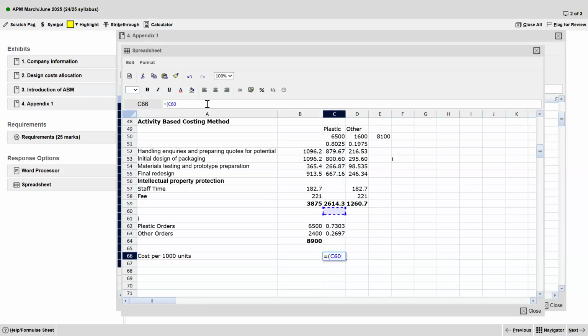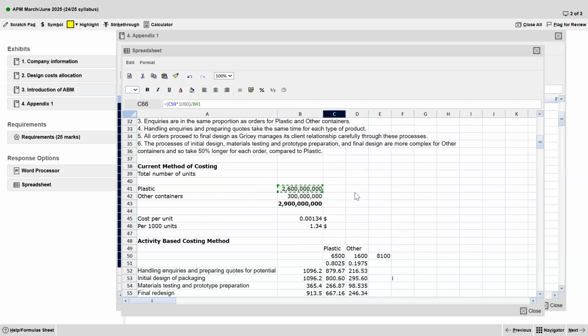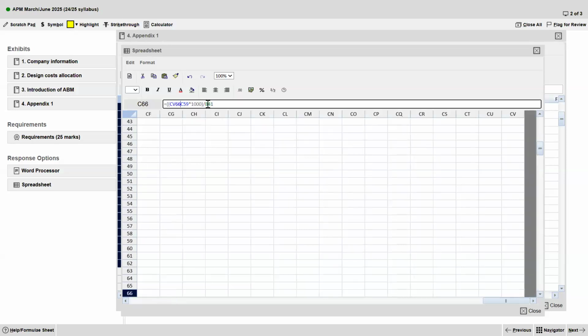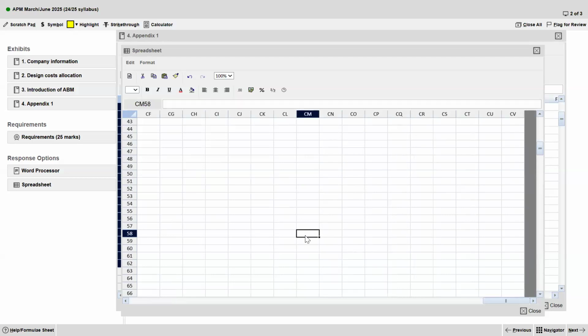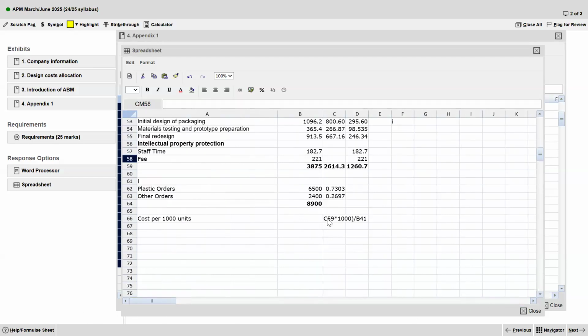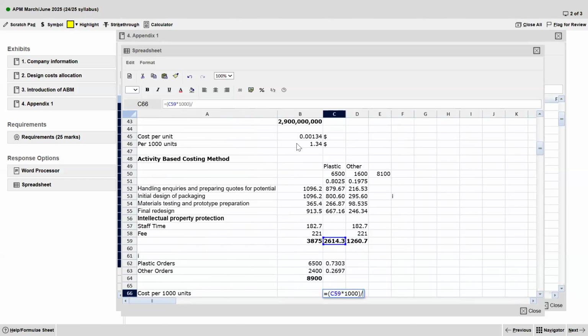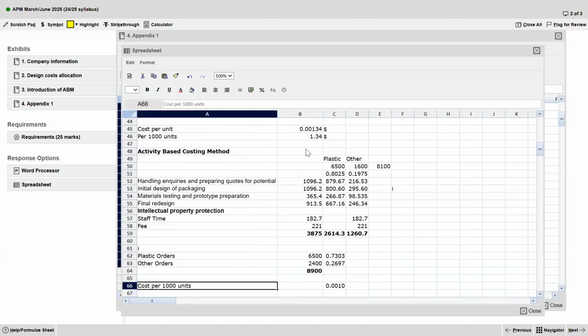is gonna be this multiply 1,000 divided by this many units and then this whole. Okay, this multiplied by 1000 divided by this many units. It's cost per unit. This is cost per 1000 unit.